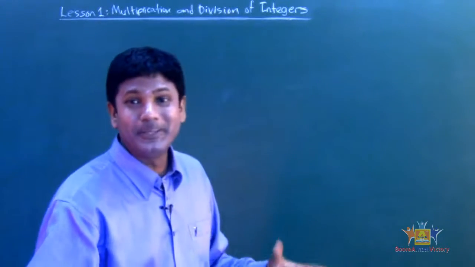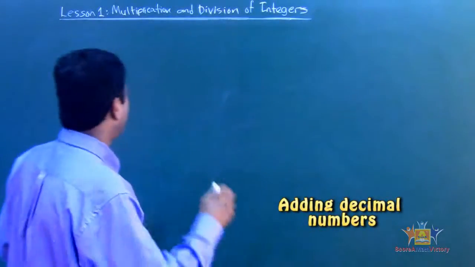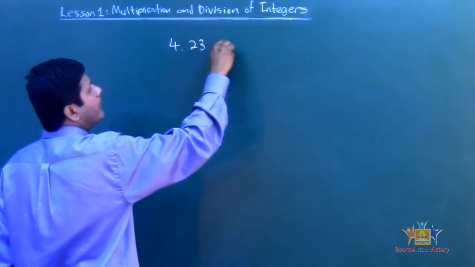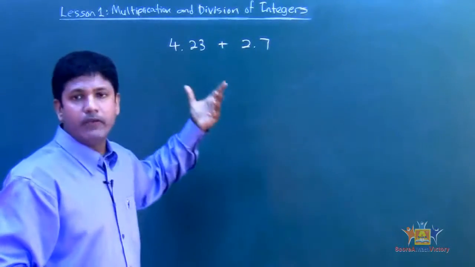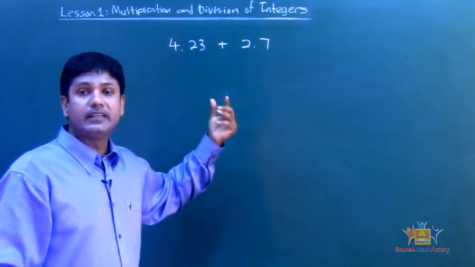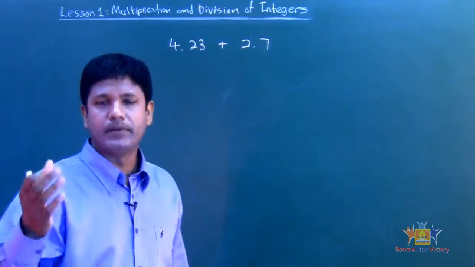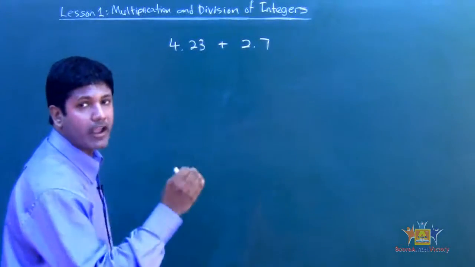All right, my dear students, now let's start with adding decimal numbers. Let's say for example, Mr. Mac gives you 4.23 plus 2.7. Whenever you add two decimal numbers, the principle that you're going to use is line them up. Line them up, very important. Line them up by the decimal. You grab it and line them up.